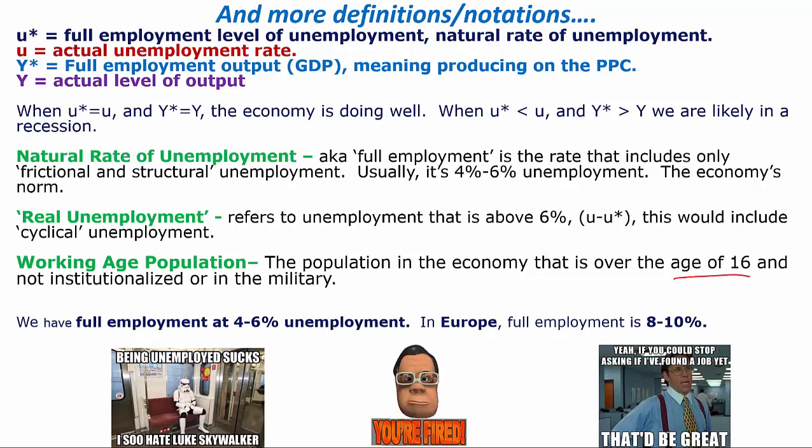And then I already mentioned the working age population, but this is the population in the economy that is over the age of 16, but it does not include those that are institutionalized or in the military. The reason it doesn't include them is because if you're in an institution, like prison, you can't be employed. And the military is not part of our labor force statistics because it would be easy to manipulate the unemployment rate if you just put more people in the military. So we don't include them.